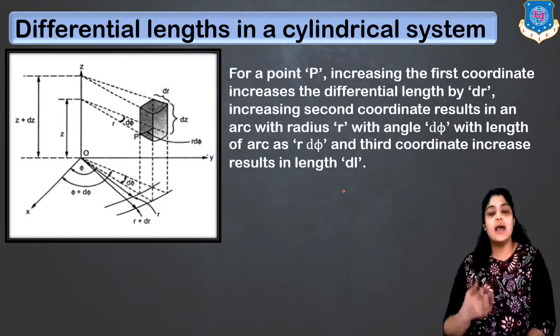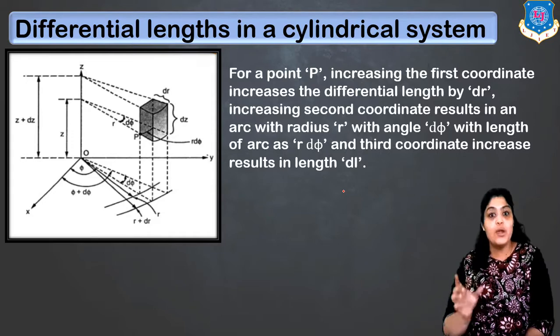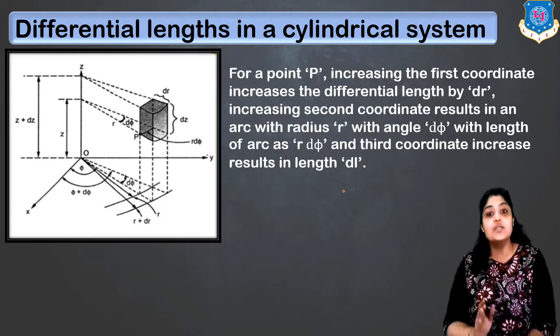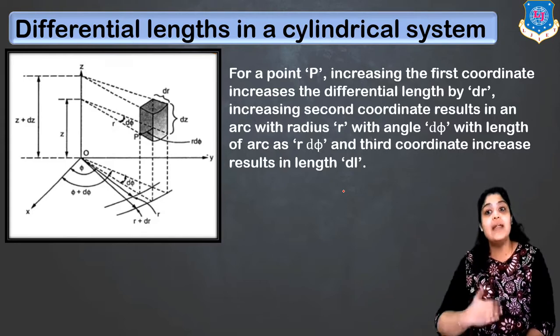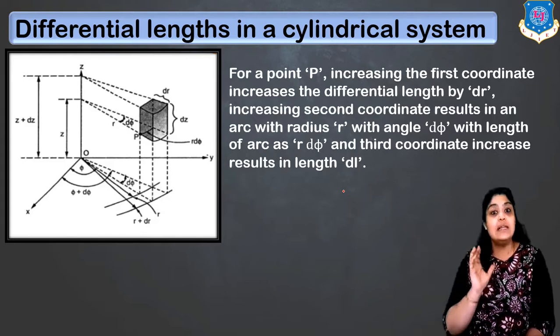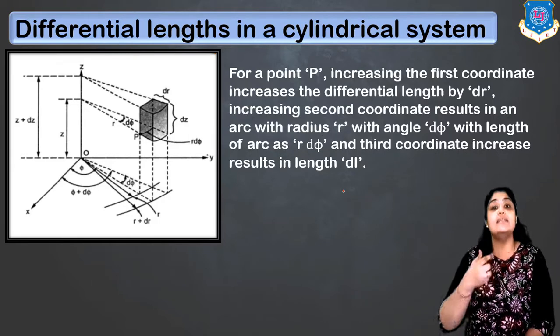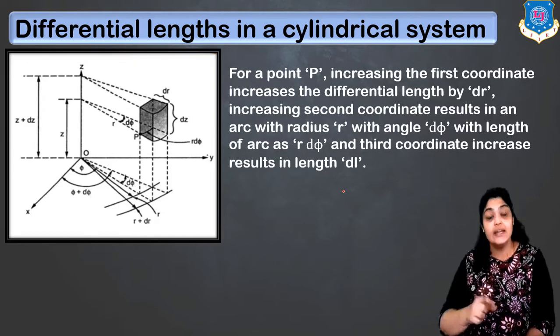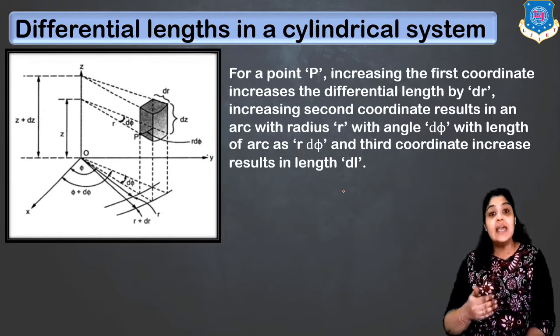Suppose I know the point. A point is r, phi and z. Suppose for a point I am increasing the first coordinate. So I am increasing r by dr. I would get a differential length dr. But suppose I increase the second coordinate. Now what is the second coordinate? It is an angle. So suppose I increase the angle by d phi, I would be getting an arc.